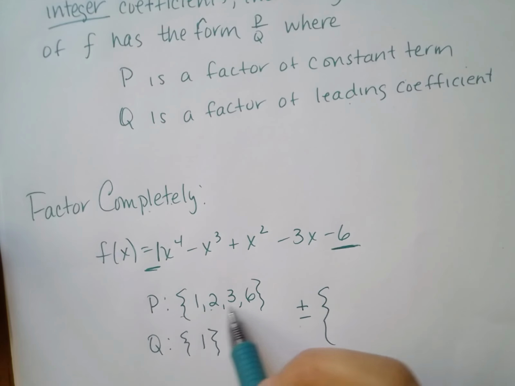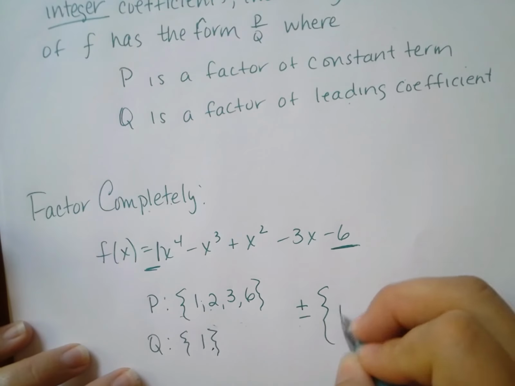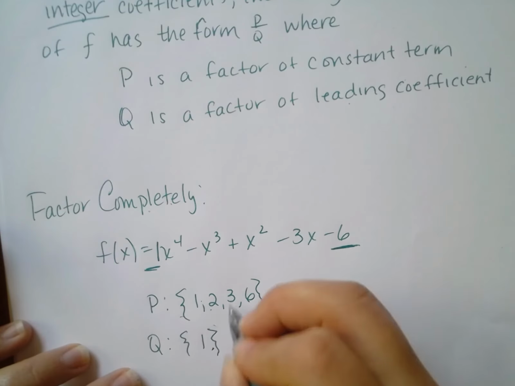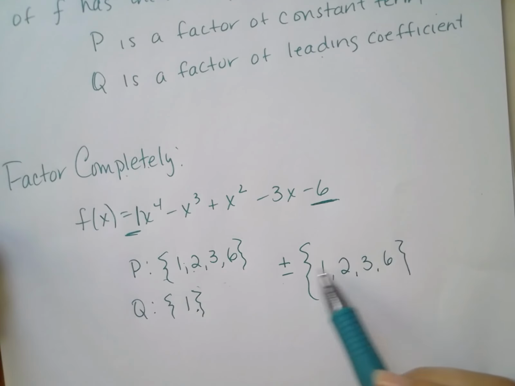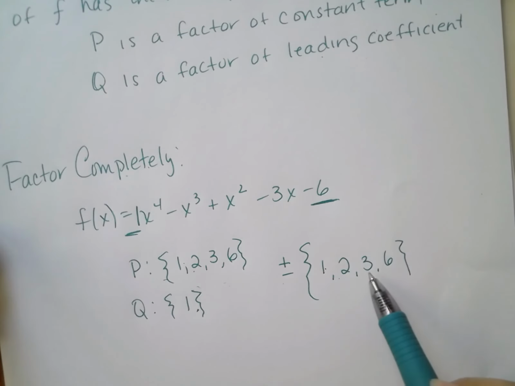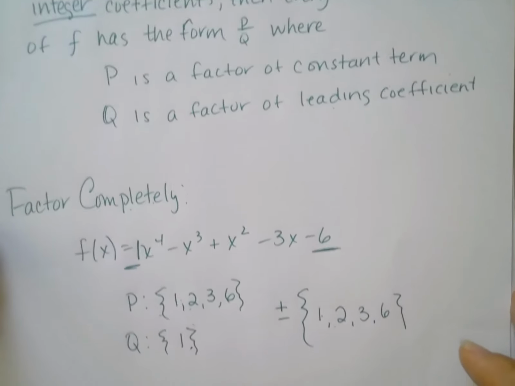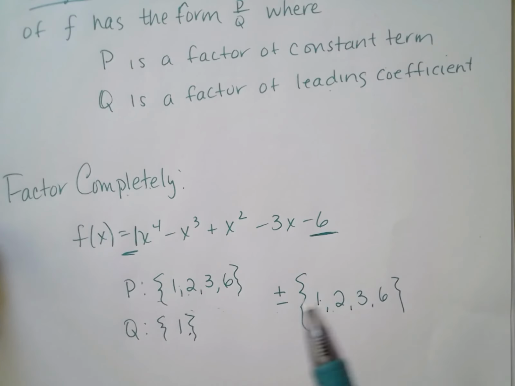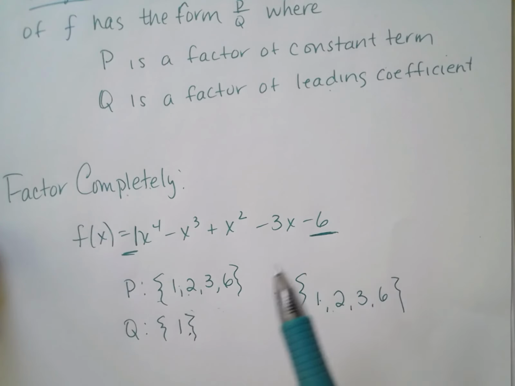So p are the numbers that could be in the numerator, and q are all the values that end up in the denominator. Well, q is 1. So in every case I just get 1 over 1, 2 over 1, 3 over 1, and 6 over 1. So basically I have 8 possibilities: positive and negative 1, positive and negative 2, positive and negative 3, and positive and negative 6. So what the rational zero test says is that if this has rational zeros, meaning not like the square root of 3, which is irrational, then it's one of these 8.